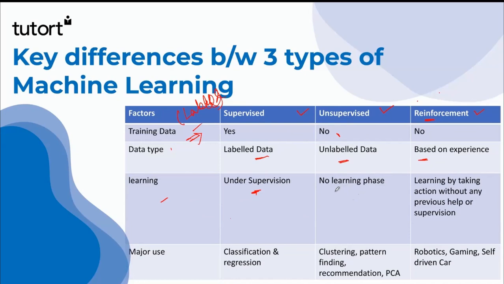In unsupervised learning, there are no previous examples available, so there is no learning under supervision. And in reinforcement learning, the learning happens based on the actions taken by the agent and the rewards it has got from each and every iteration, because the main goal in reinforcement learning is to maximize the reward.